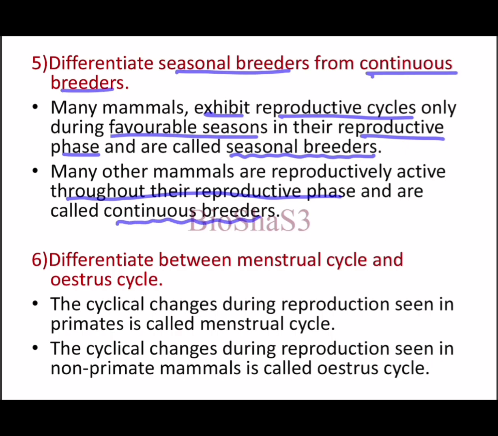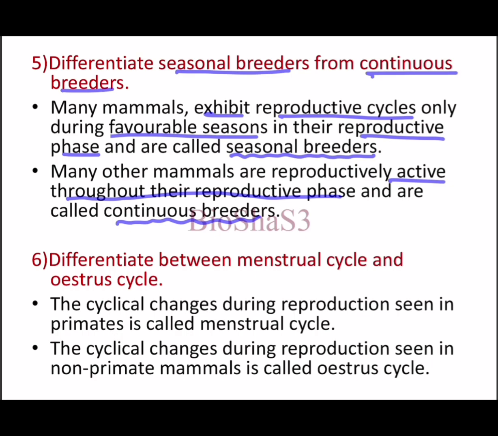Continuous. If you have two classes continuous, suppose first hour, second hour, third hour. So you have 4 hours in the morning session in your college. For all the 4 hours, if it is only the same subject, you call it continuous. There is no gap, no gap between the seasons. Here we are talking about the organism, how they are going to breed, whether in one particular season or throughout the year. So many other mammals are reproductively active throughout their reproductive phase and are called continuous breeders.